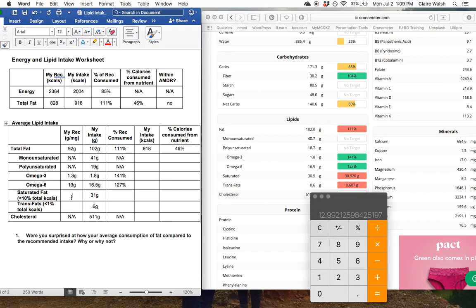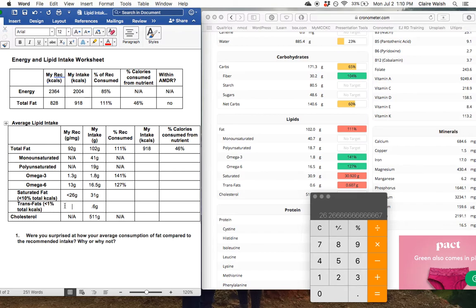Okay, saturated fat. So my recommendation should be less than 10% of my total calories. My calorie intake recommendation right up here, 2,364. To figure out what 10% or less of that is, I'm going to take 0.1 times 2,364, which brings me to 236.4 in calories. And then since we're looking at this in grams, we're going to divide this number by 9, which brings you to 26 grams per day or less.